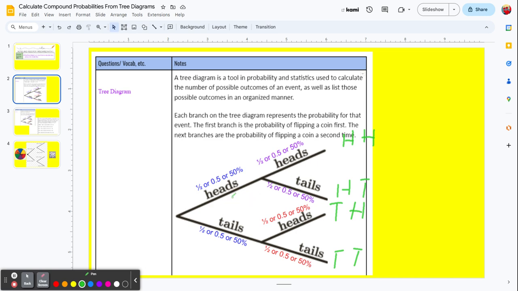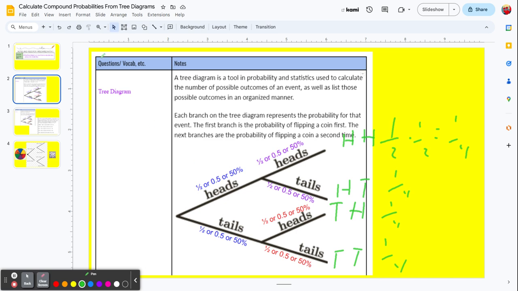And so how do we figure out the compound probabilities here? This is an "and." So this is saying probability of flipping a coin and having heads and heads. So what we do is we multiply the probabilities. So 1/2 times 1/2, which equals 1/4. And since these are all the same probabilities for all the branches, they're all going to be 1/4 chance of coming up with those outcomes. Heads, heads, or heads, tails, or tails, heads, or tails, tails.